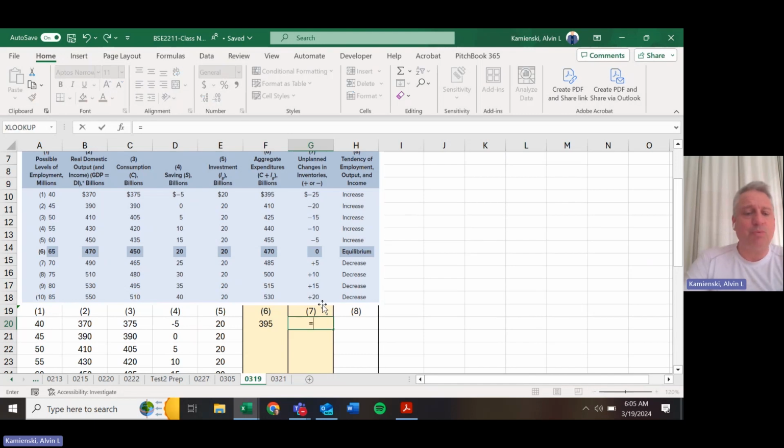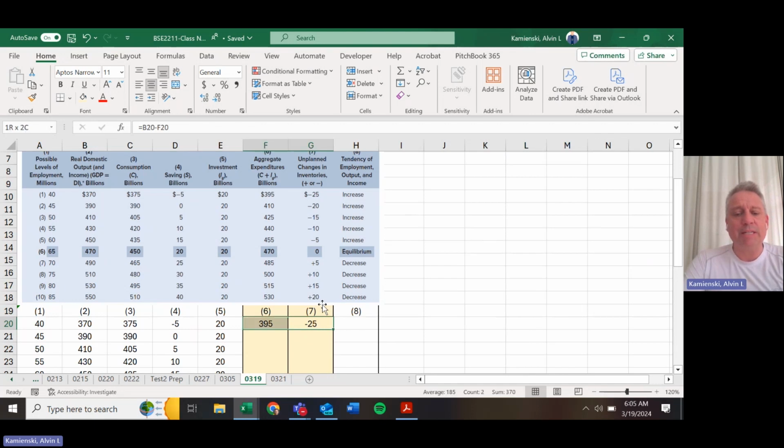So in this case, if we take real GDP and subtract off aggregate expenditures, what you see is that we've got $25 worth of consumption that we need to figure out where it's going to come from, because we haven't made enough. Well, look at what this is then called. This is unplanned changes of inventories.